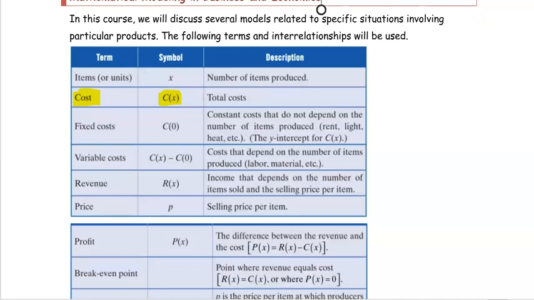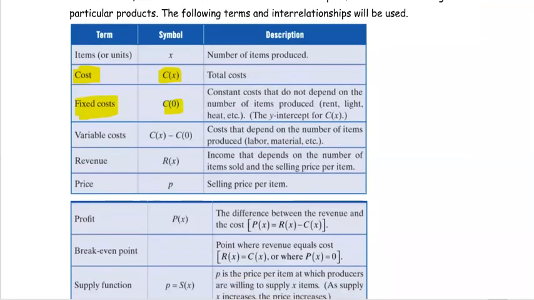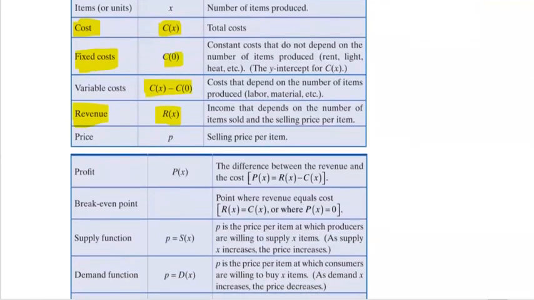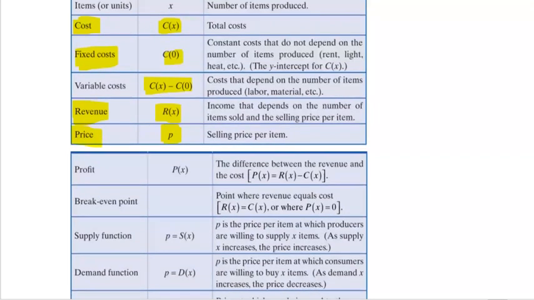When you replace x with a 0, that means the fixed cost. The variable cost would be the difference of the function C(x) and the fixed cost. And R(x), the capital R, that's from the revenue, represents the function for the revenue. The lowercase p represents the price or the price function, and sometimes refers to the demand function or the supply function.